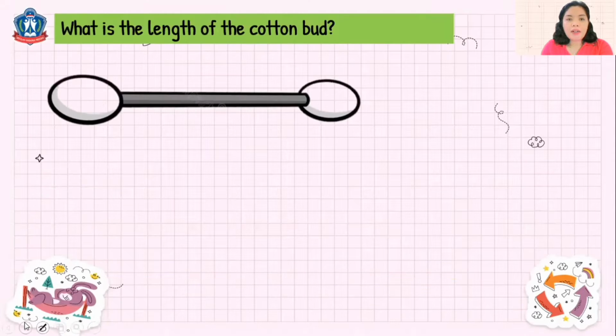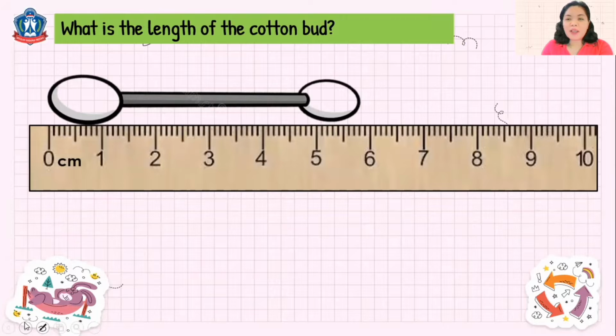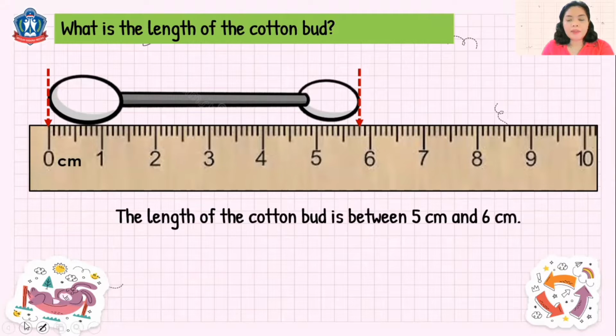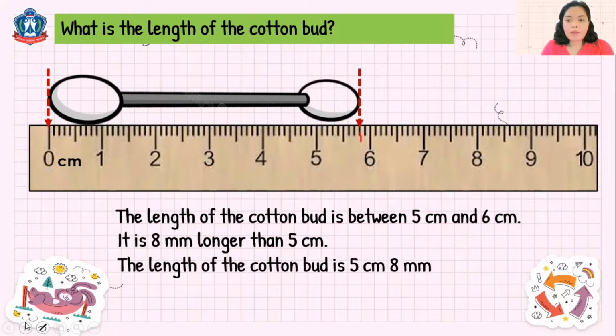Now, I have here a cotton bud. Let's measure this cotton bud. Of course, we will use our centimeter ruler. Again, when we measure, children, start from the left edge and go until the right edge. As we see, this cotton bud is between 5 centimeters and 6 centimeters. It is 8 millimeters longer than 5. So the measurement of this cotton bud is 5 centimeters, 8 millimeters, or 5.8 centimeters.